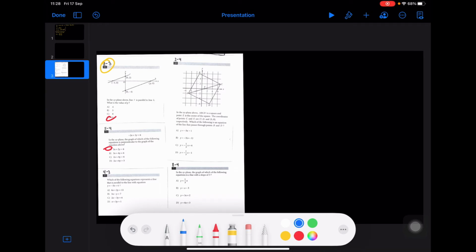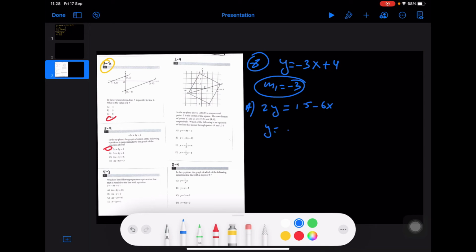Thirdly, 8. Which of the following equations represents the line that is parallel to the line with the equation? Again, parallel rule, 3x plus 4. And here m1 is negative 3. Again, we should check one by one. In variant A, 2y equals 15 minus 6x. I just write directly. And y equals 15 out of 2 minus 3x. Variant A is correct because we said in parallel lines the slope should be the same. That's why it's negative 3. And this one in A, the slope is negative 3. That's why it will be A.